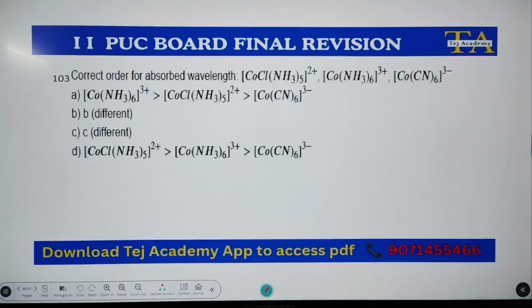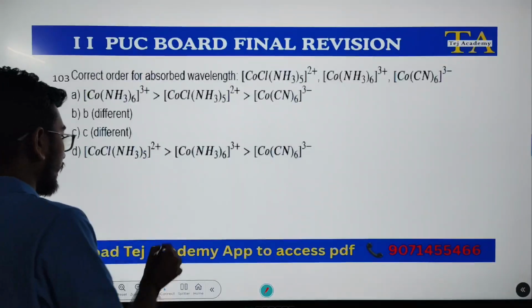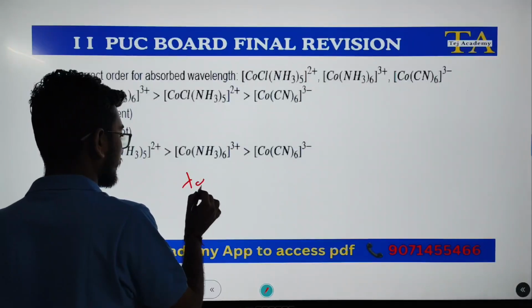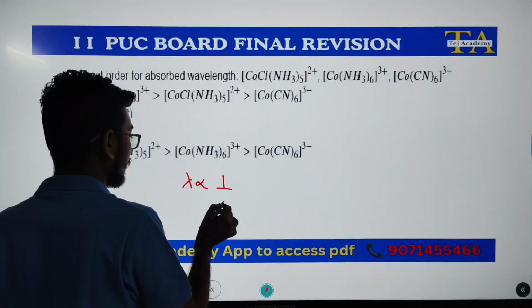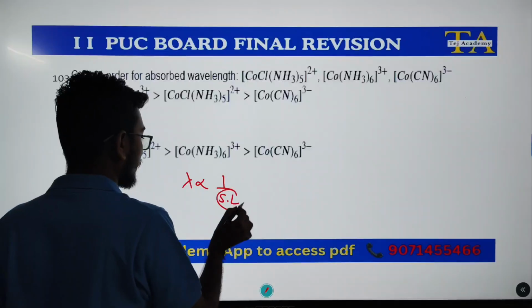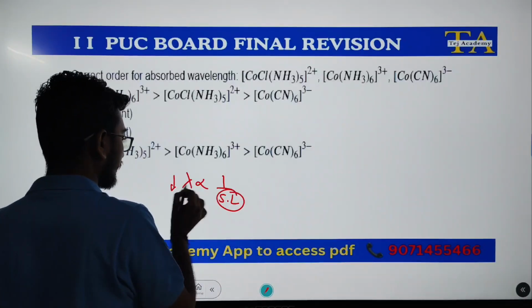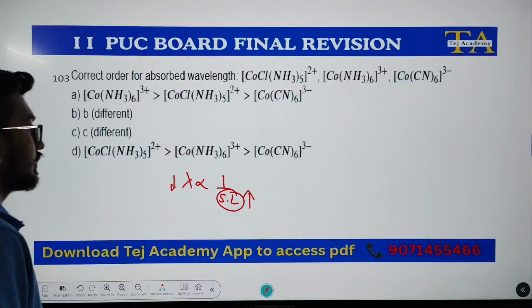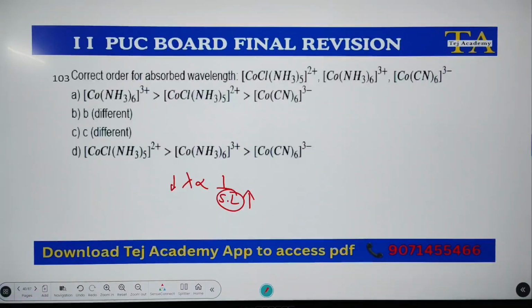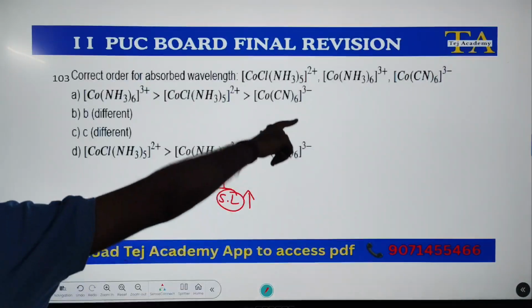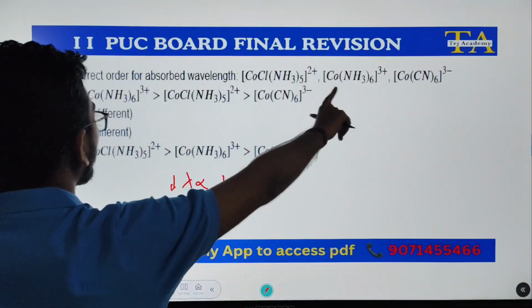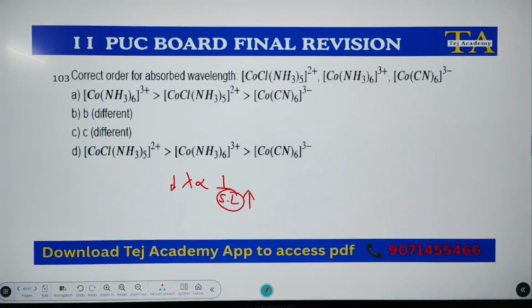103. Correct order of observed wavelength. We know one relation, which we just discussed: it is inversely proportional to crystal field splitting, that is, strong ligand. If a strong ligand is there, then less wavelength. Remember like this. Now first you have to identify among these which one is the strong ligand. CN is a strong ligand, that indicates it has less wavelength. So among these, which option is correct?